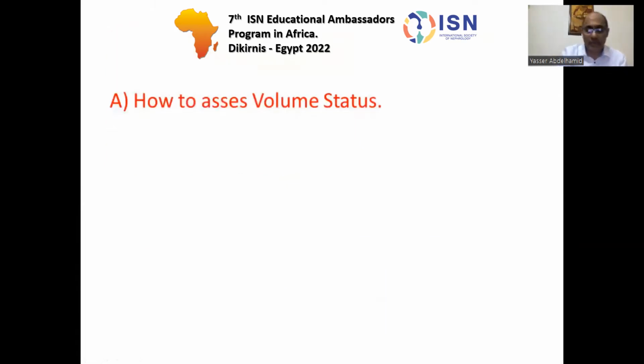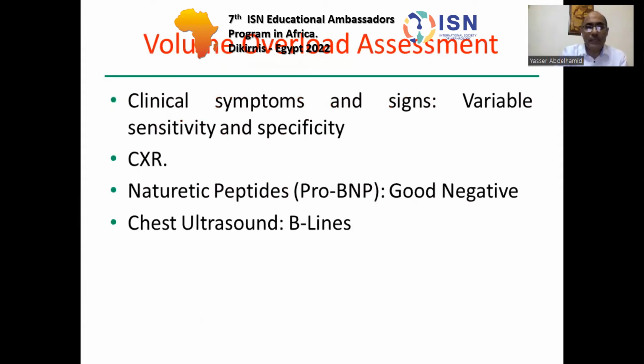First, how to assess volume status. These are the measures to assess volume status: clinical symptoms and signs of volume overload and of volume depletion. You all know chest X-ray, searching for Kerley B lines of volume congestion. Natriuretic peptide, pro-BNP, are good negative tests, and if they are positive, they need a combination of other symptoms and signs to judge that this patient is having myocardial stretch, heart failure or volume overload.